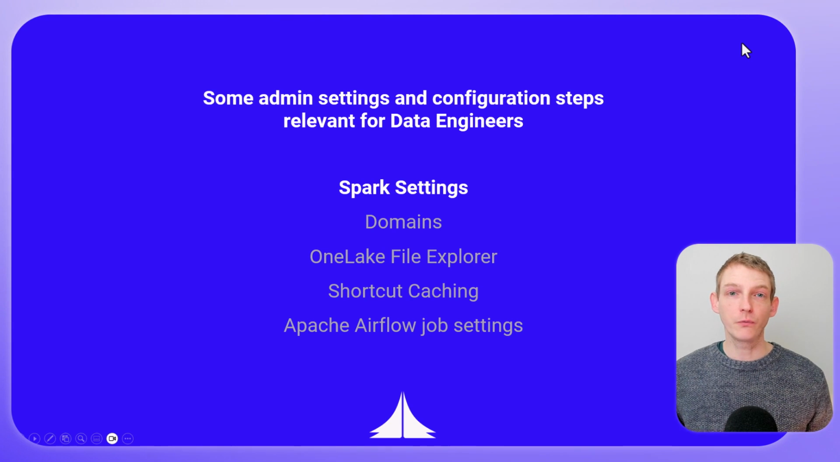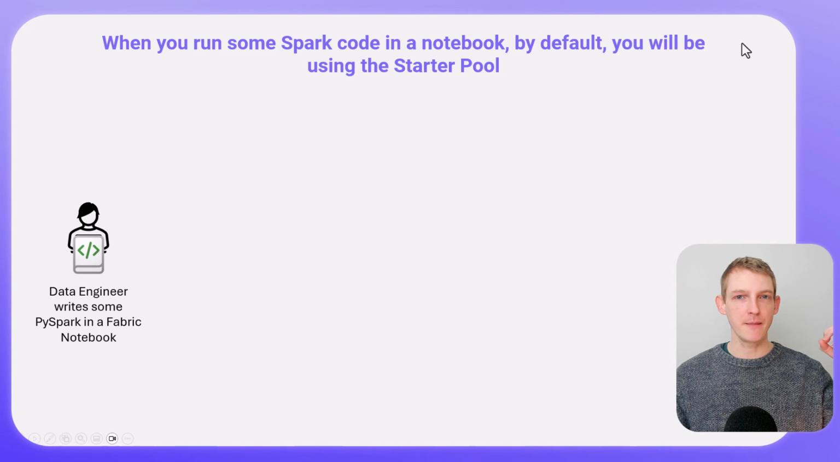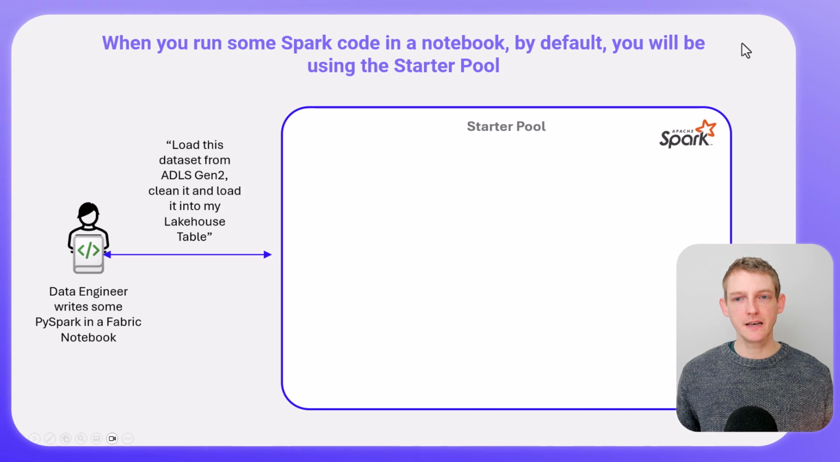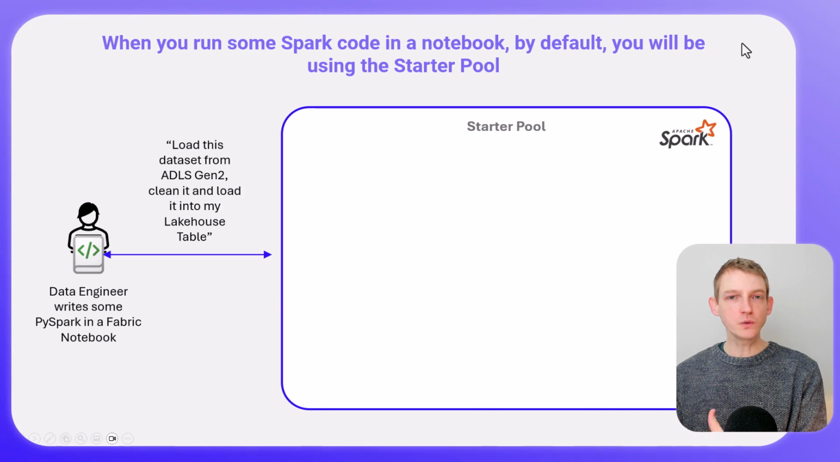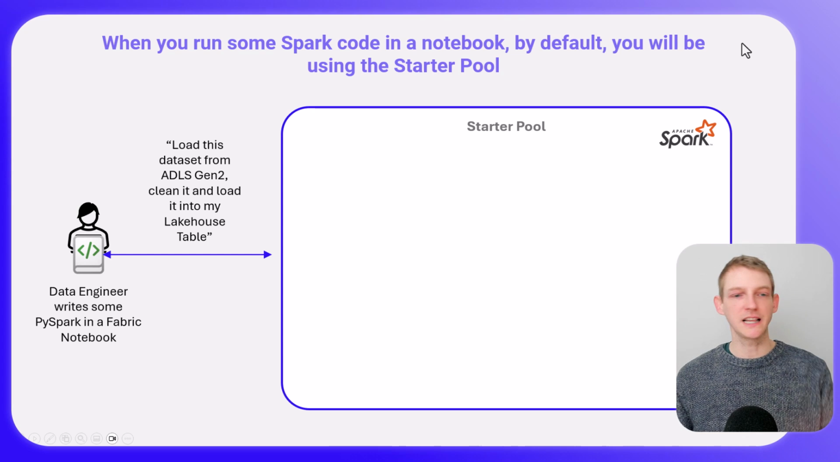Okay, so let's start off with Spark settings. If you're a data engineer working in Fabric and you're running a PySpark notebook, then you're going to be using the default starter pool. So say you're writing some code to load a dataset from ADLS Gen 2, clean it, and load it into a Lakehouse table. Well, like I mentioned, we're going to be using this thing called the starter pool.